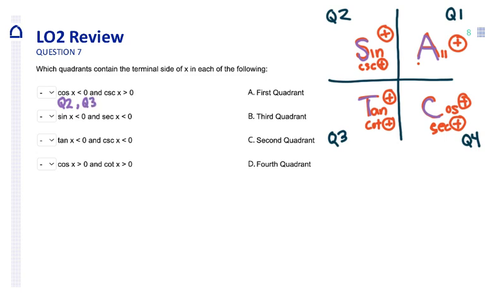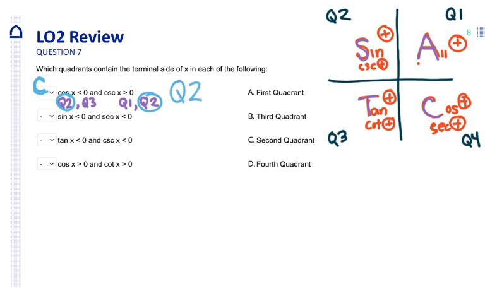And then where is the cosecant positive? Well, the cosecant is positive in quadrant 1 and quadrant 2. So the question is, where does that all happen at the same time? That would be quadrant 2. So choice C. We'd say quadrant 2.